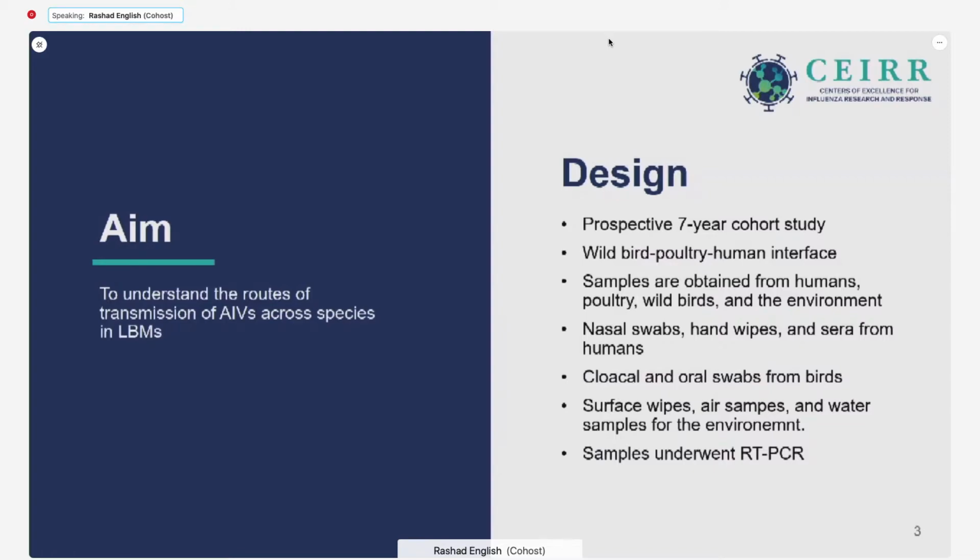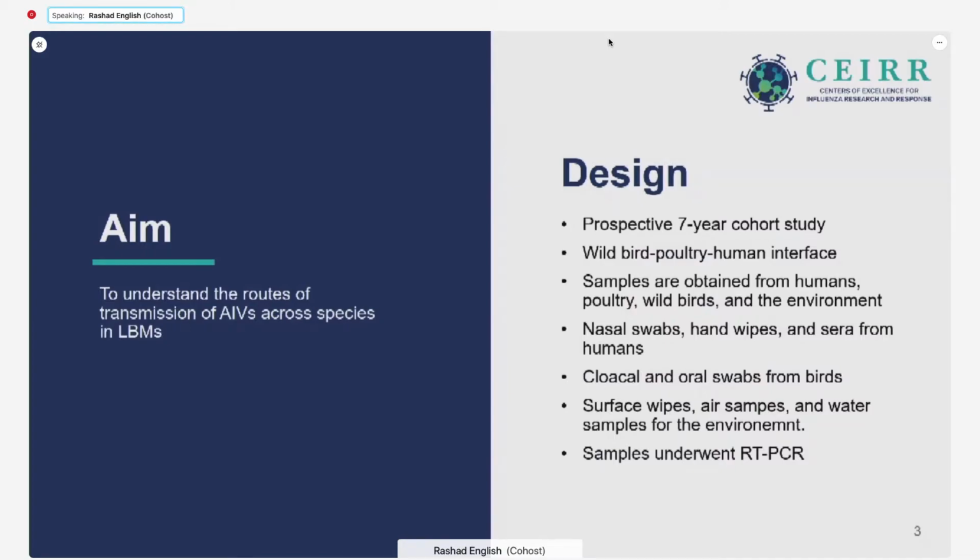We plan to enroll about 1,200 market workers, and every time we go and sample, we sample the wild birds that are there, the poultry, and also the environment. From the humans, we collect nasal swabs, hand wipes, and sera. From the birds, we get cloacal and oral swabs, and from the environment, we get wipes from surfaces, we sample air, and we sample water that is being used for drinking for the birds.